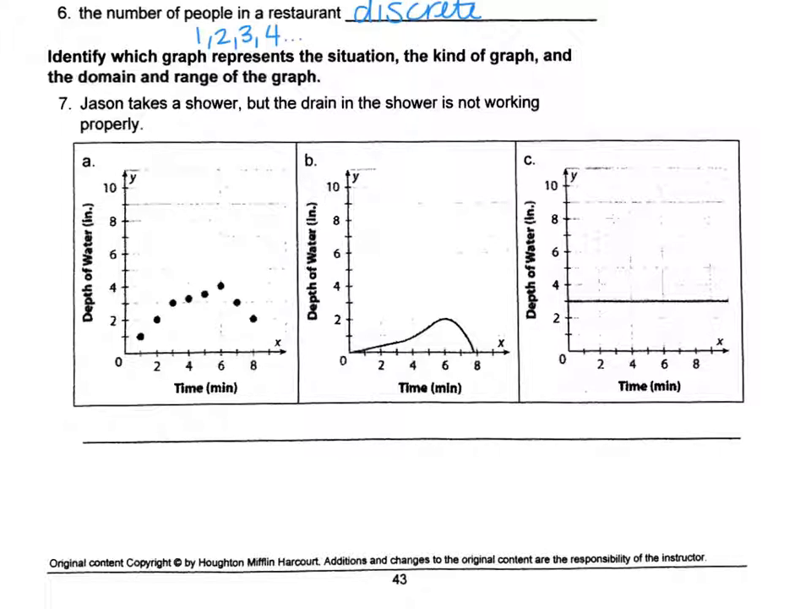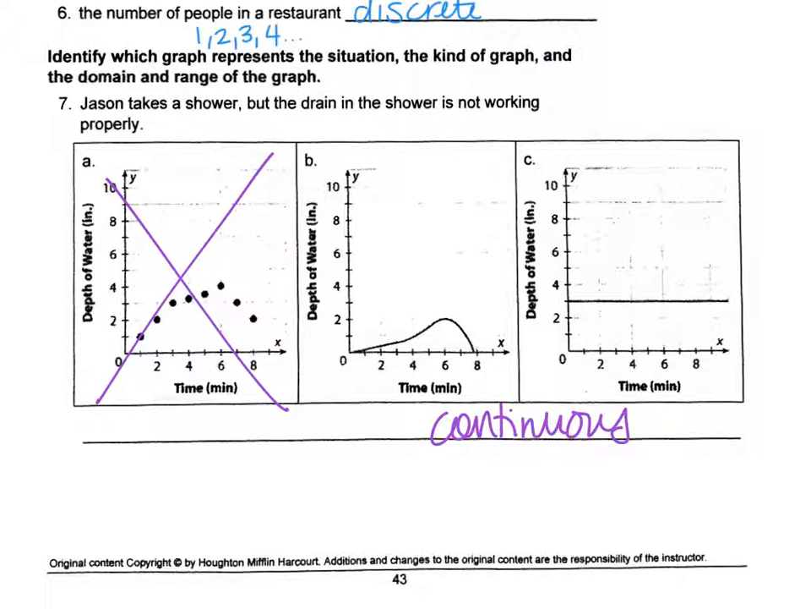So the depth of the water is going to increase, and you might have individual data points, but an example like A would mean that in 1.5 minutes, there's no water to be found in the shower. I can't even really think of how to explain that, but that doesn't make any sense. There's always going to be some water in the shower, and that's going to be a gradual increase or decrease. So it's not going to be A. So to answer the second question, the type of graph it's going to be is continuous.